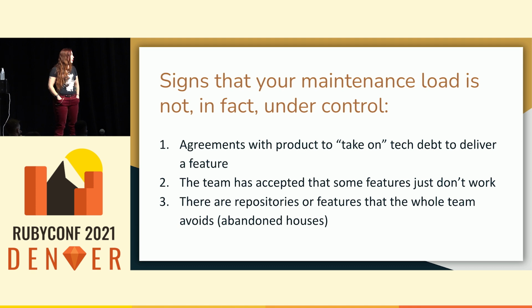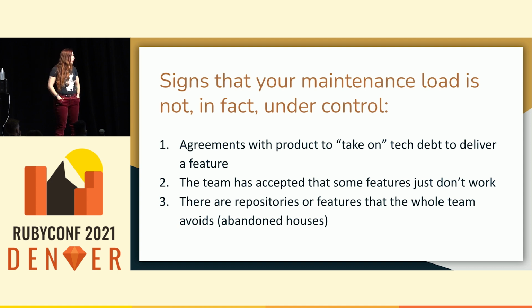Another example, the team has accepted that there's some features that just don't work. Show of hands, y'all have this going on? Couple, yeah. Support teams that have just been told, yep, tell them the manual way. Just do it manually for them, the button doesn't work. Maintenance load's not under control because we're not able to maintain the corpus of features that we're committed to maintaining according to our user interface.